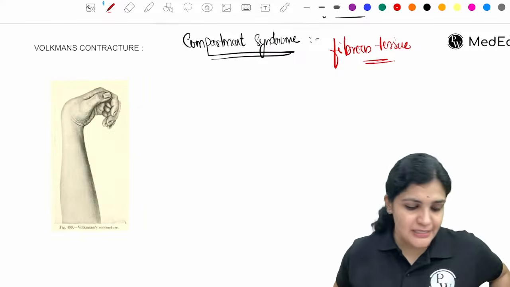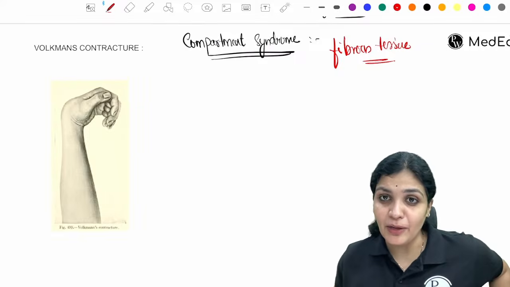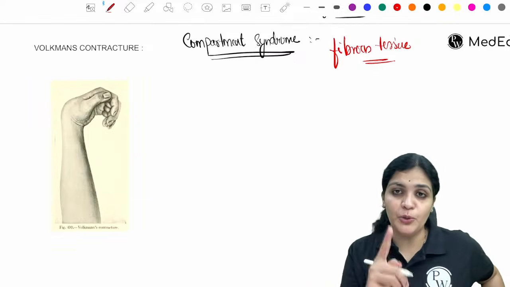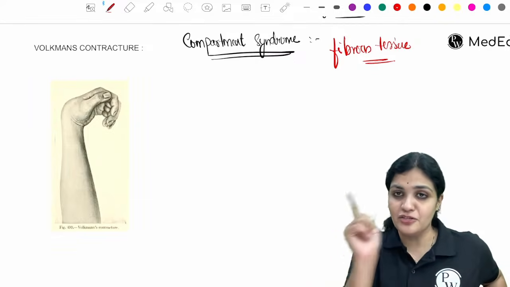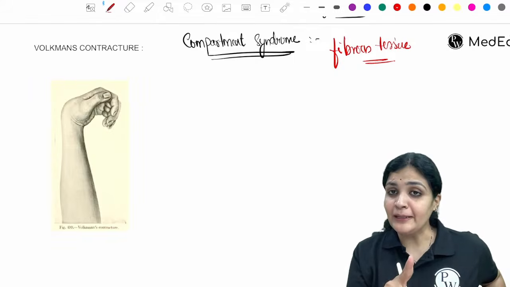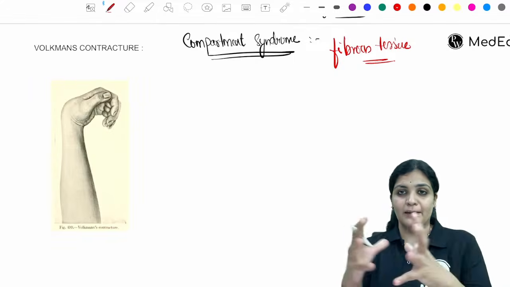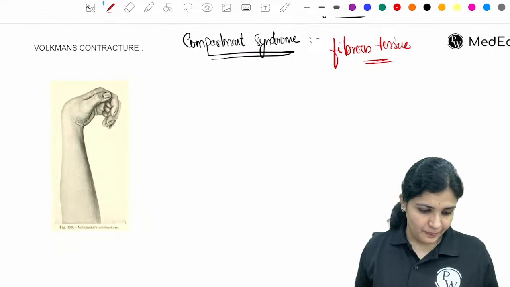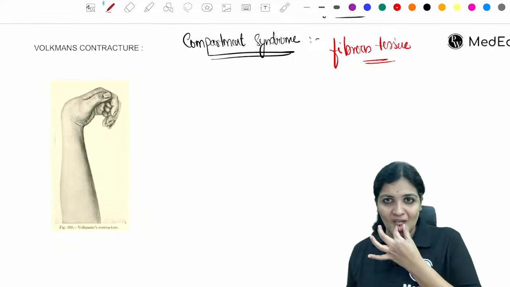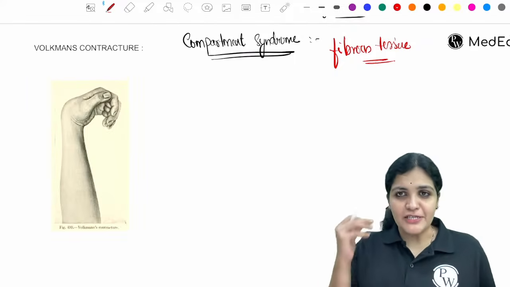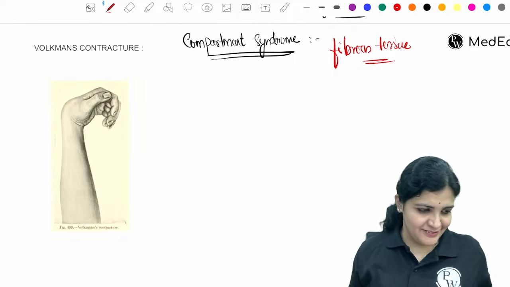Yes, Sabyasachi, it is actually not guessing. You have developed the concept, because I have told you that the fascia is tight, and that is what was causing the closed compartment, right? So subconsciously you are understanding the concept.